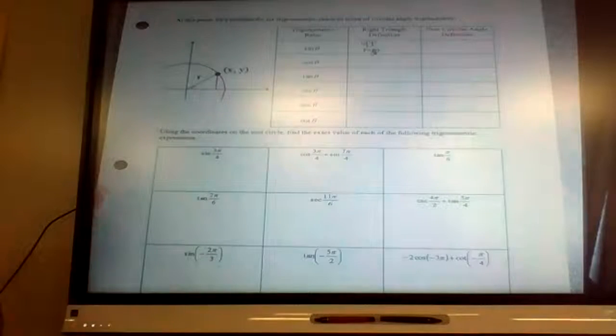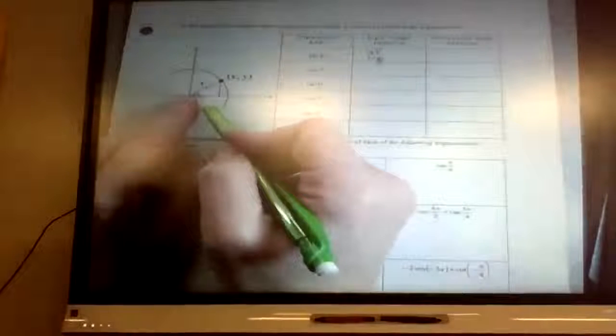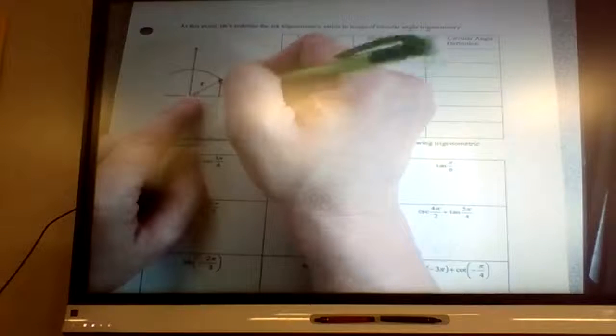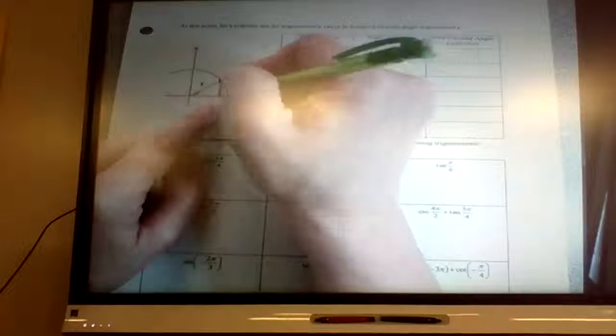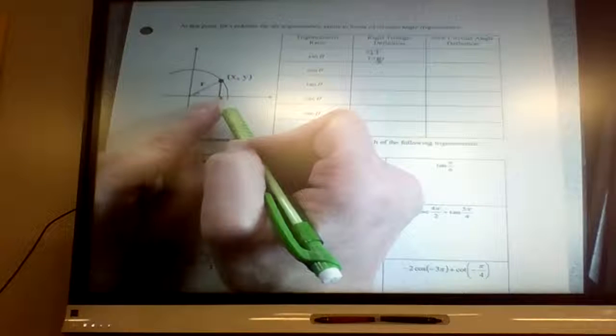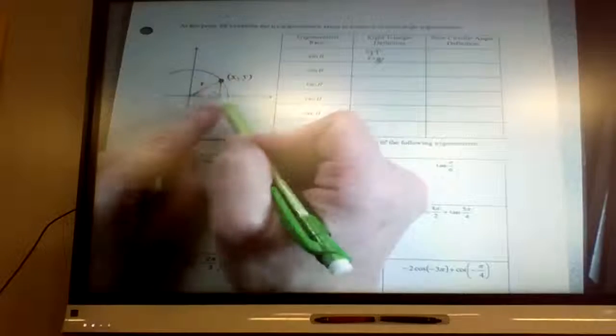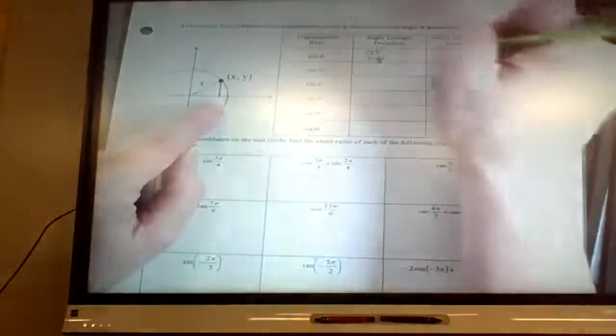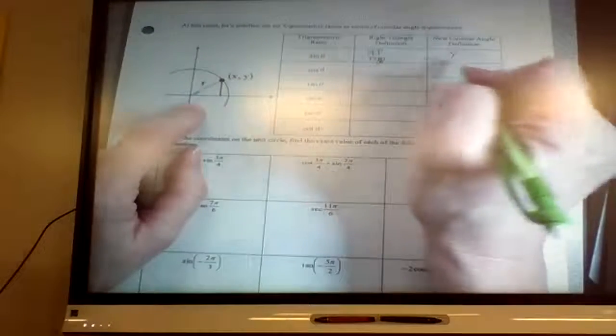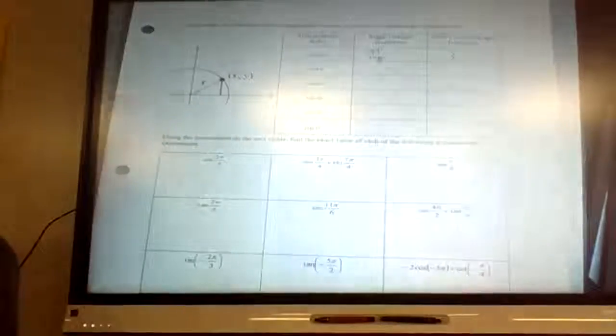Now, the new circular definition. In our unit circle, opposite theta is this side right here. And what measurement in all three of these is represented with this right here? You got three choices, R, X, or Y. What's this? Y. And what is the hypotenuse from here? R. So our new circular angle definition for sine is y over r.